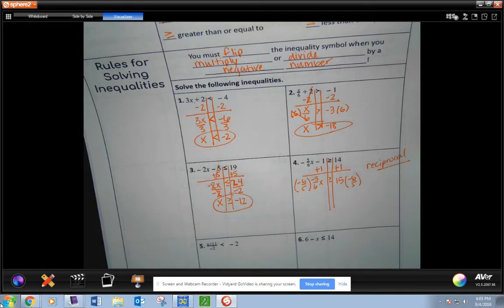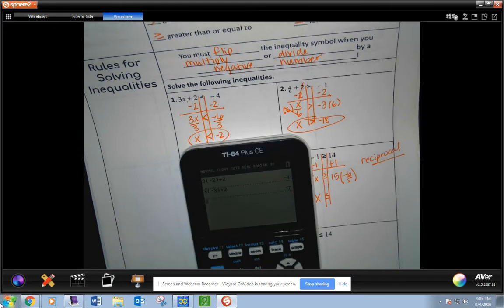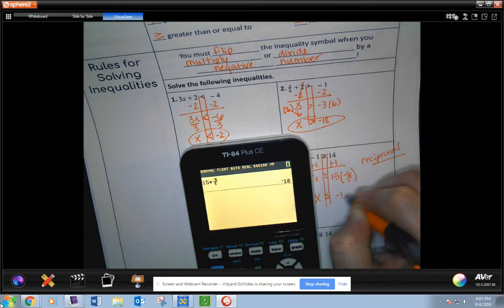Okay. I must show that on both sides. It cancels on this side. Now note, we are multiplying by a negative fraction. So I'm going to go ahead and flip that inequality, and I have x. And now what we're going to do, 15 times, I'm going to open up a fraction, negative 6/5, and I'll get my answer, which is negative 18.